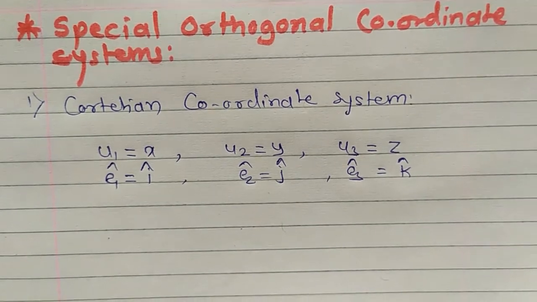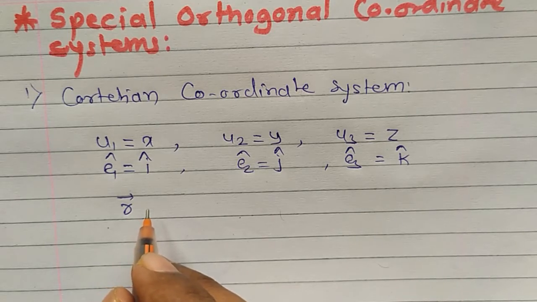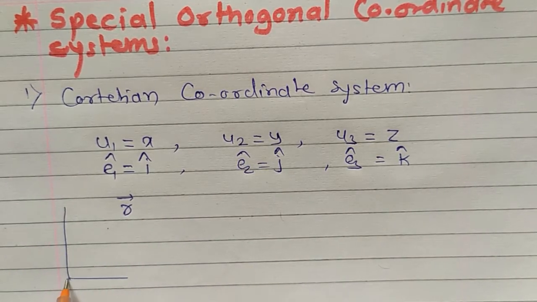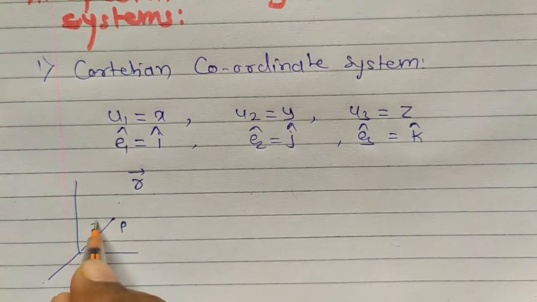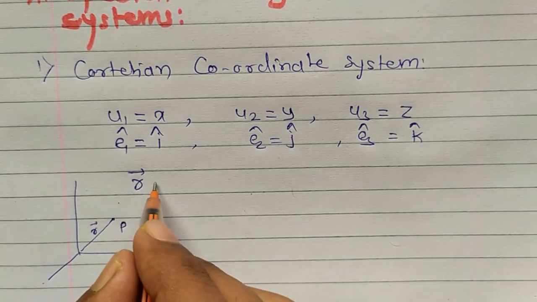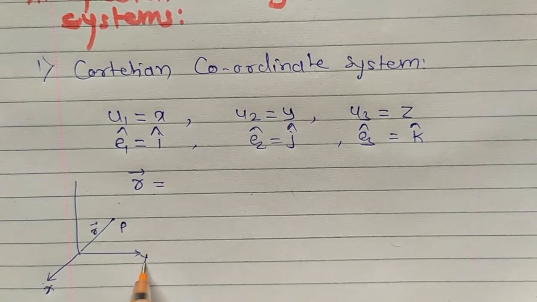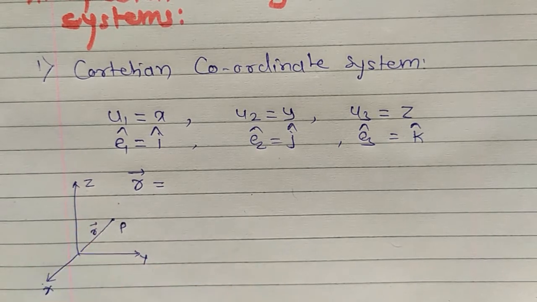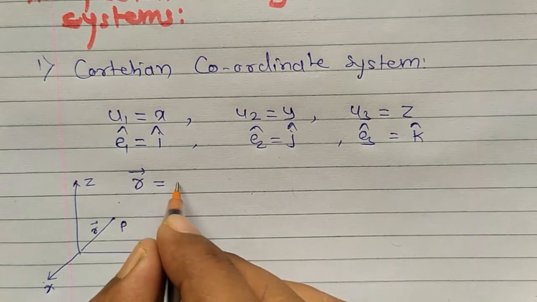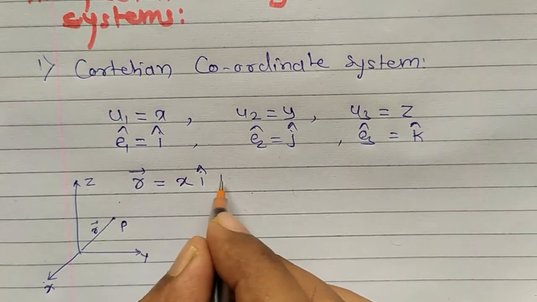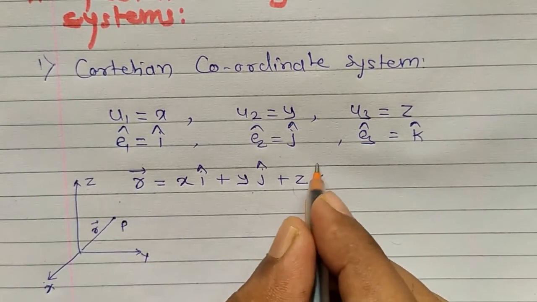If I want to write an expression for r bar, which is a position vector of some point P in, if this is Cartesian coordinate system, okay, and this is some point P, then r bar is a position vector of that point P. This will be the x coordinate, this will be the y coordinate, and this will be the z axis, right? x, y, z axis, and I can write r bar is equal to x i cap plus y j cap plus z k cap.